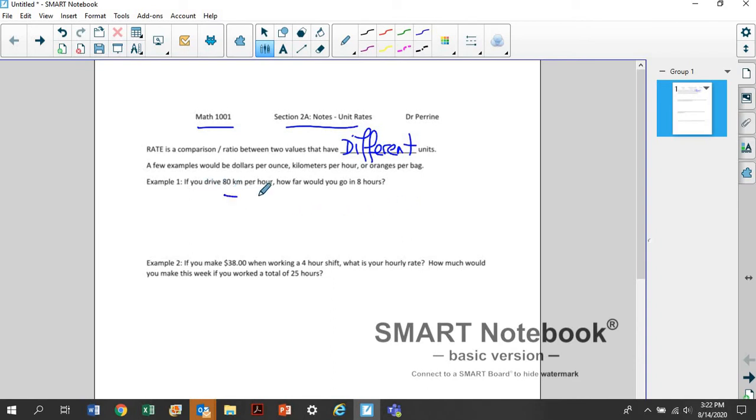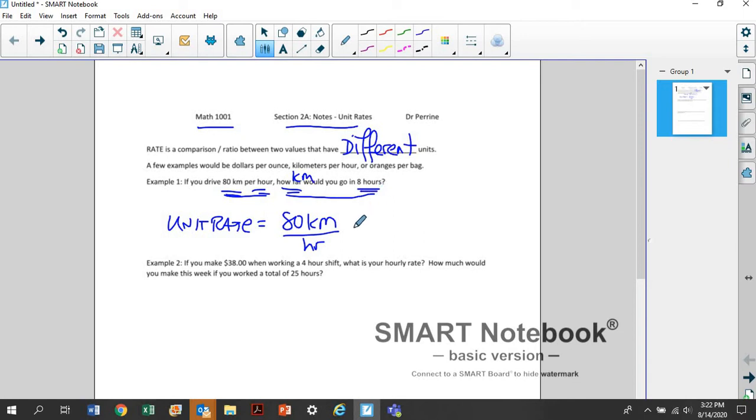So I drive 80 kilometers per hour. How far would I go in 8 hours? Well, what's the unit rate? Their unit rate here is kilometers per hour. And now, how far would I go in 8 hours? How far is in kilometers?